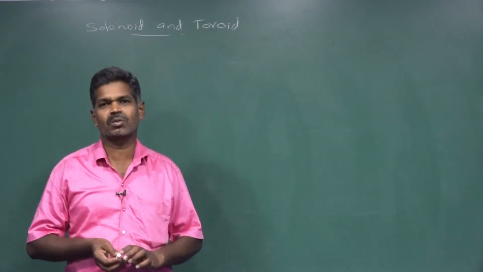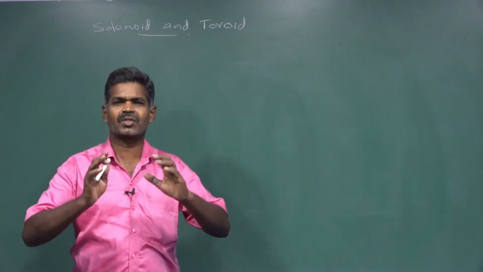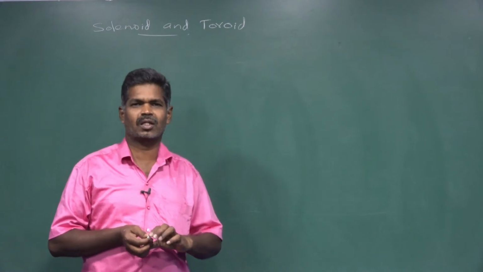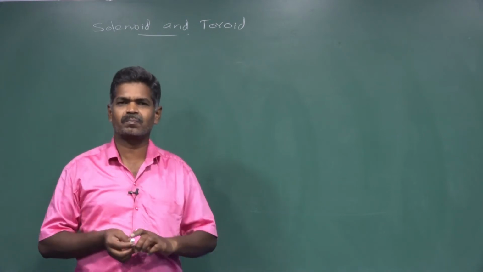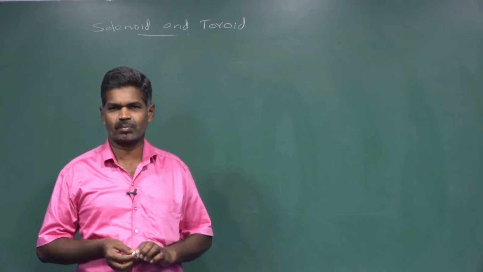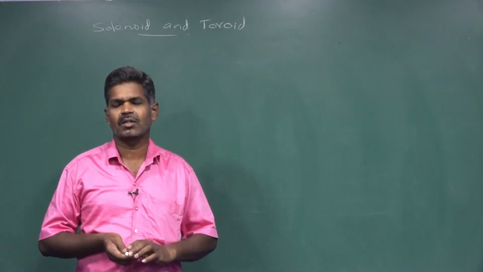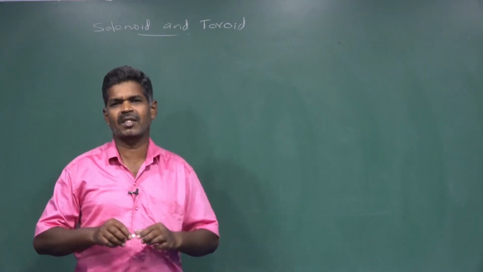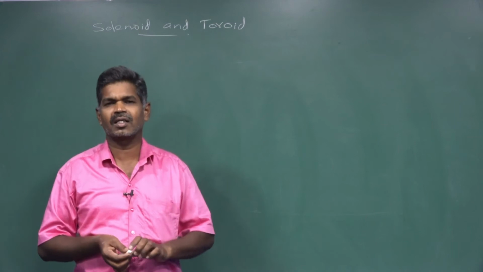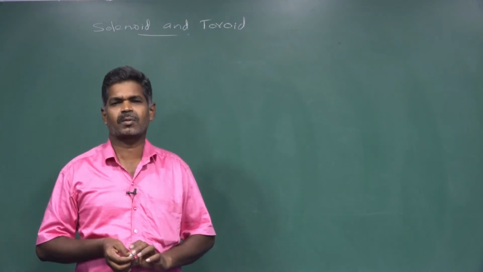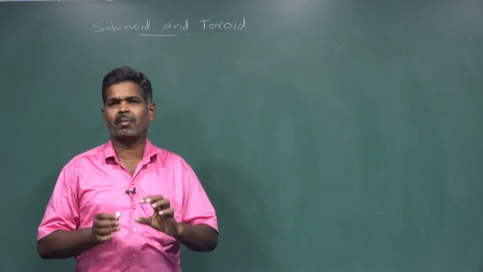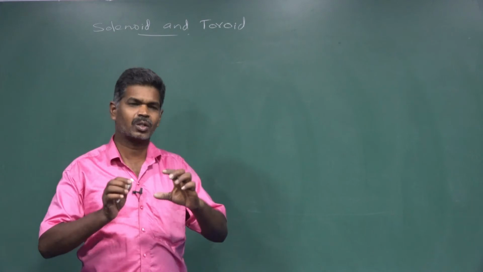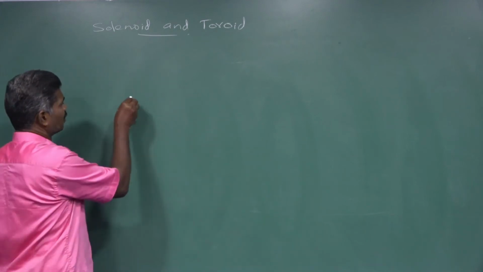First of all, we are going to see the construction of a solenoid. We take a very long insulated copper wire. That copper wire is wound in the shape of a cylinder. For that we need a supporter, either magnetic material or non-magnetic material. Suppose I take a cylindrical piece of wood.